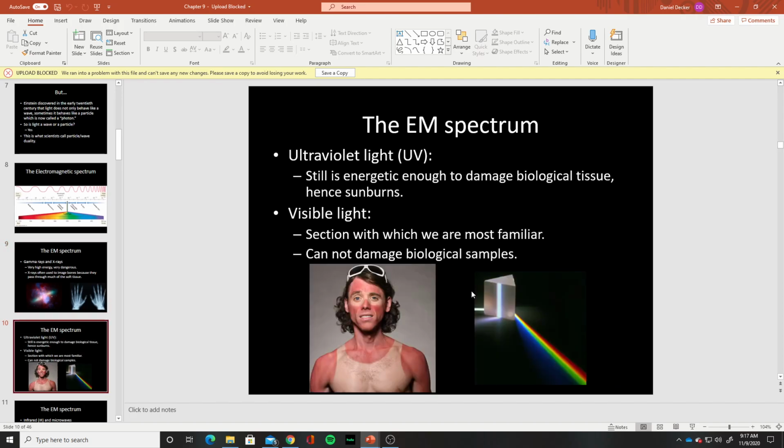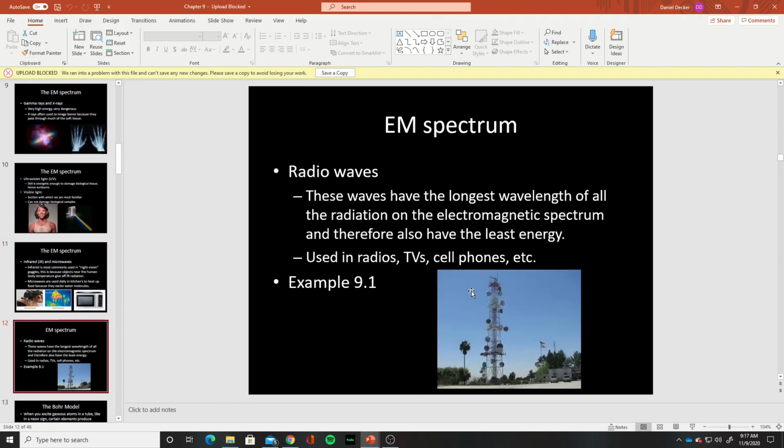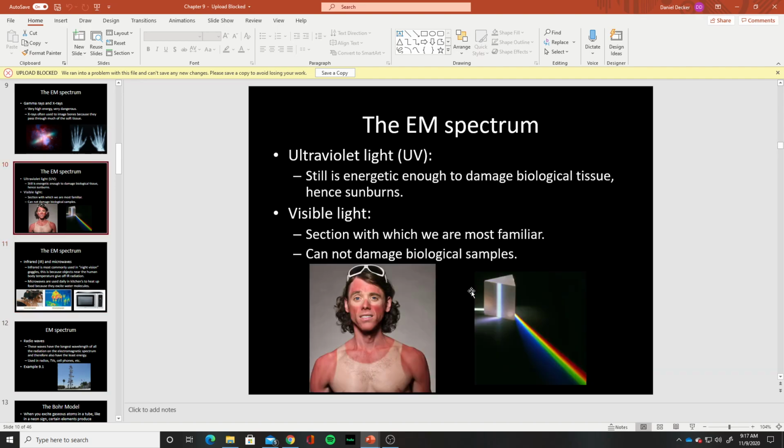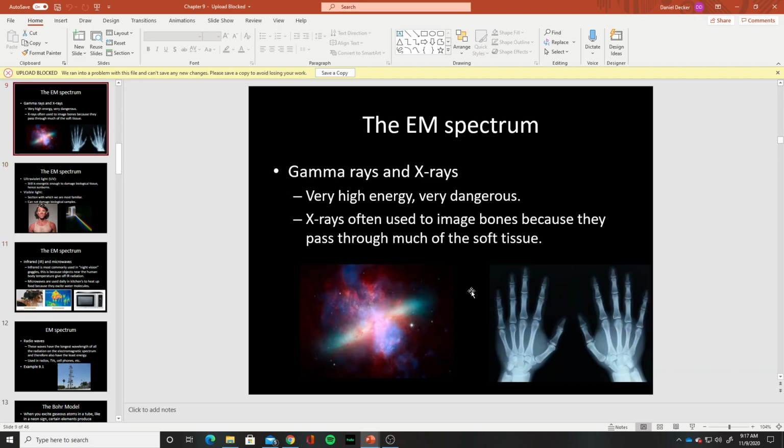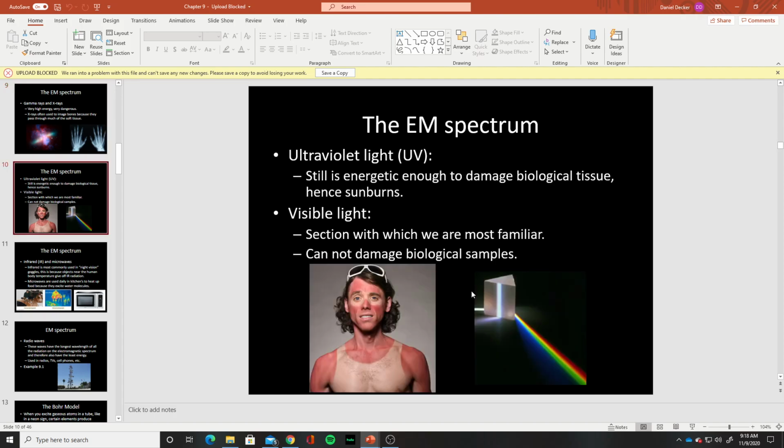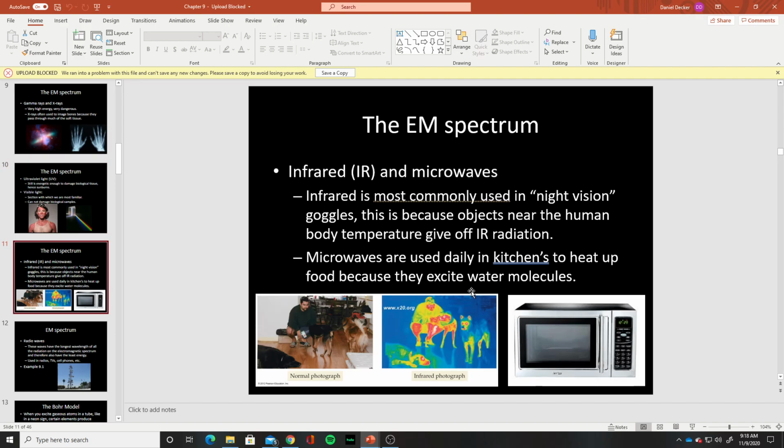As far as all this section in here talking about the different kinds of light, all I expect you to know is that UV and above, so to speak, from UV up to higher frequencies, they can damage tissue. That's really the only thing I expect you to know. So gamma, X-rays, and UV can damage tissue, and the rest of them cannot.